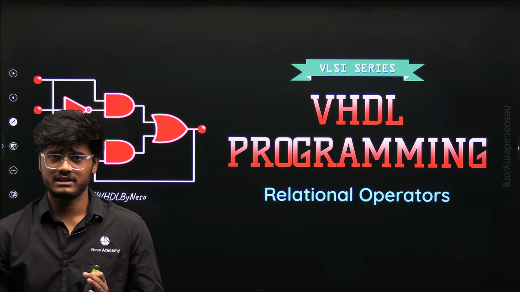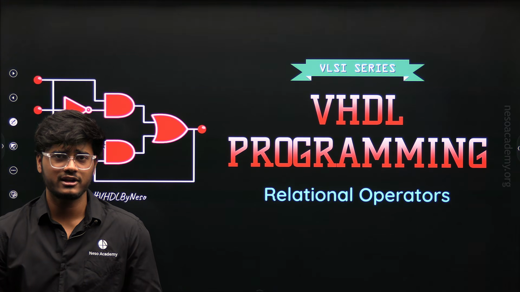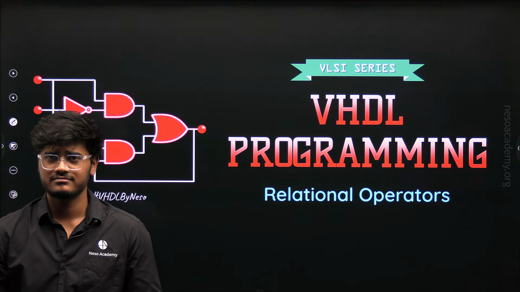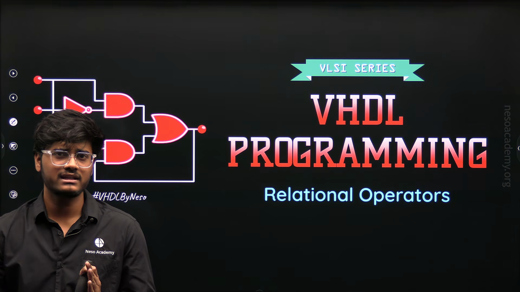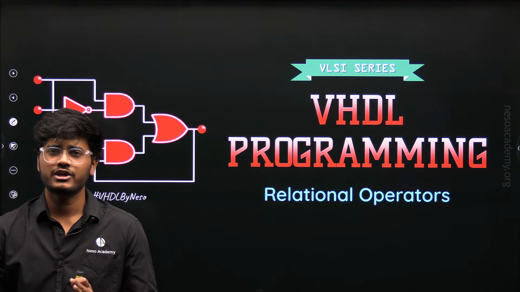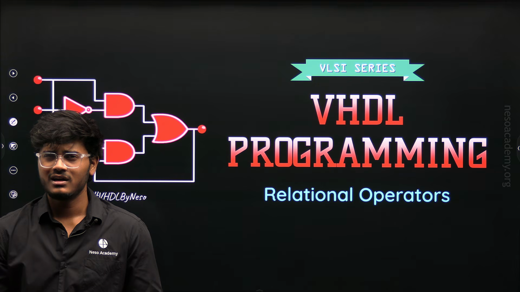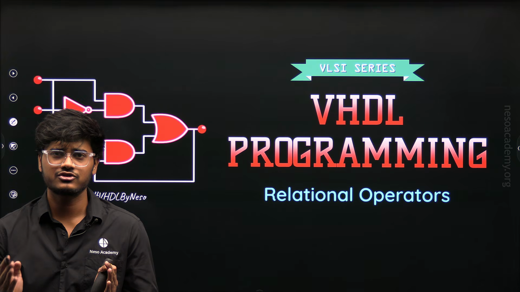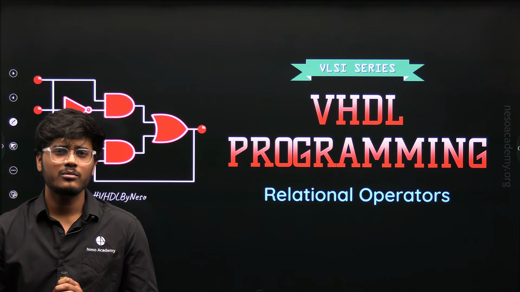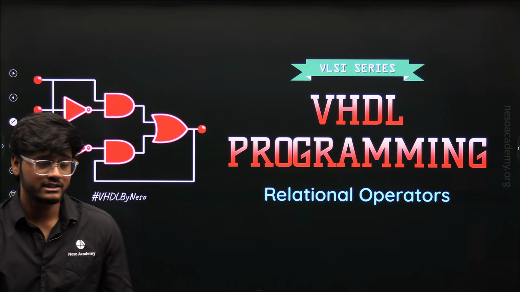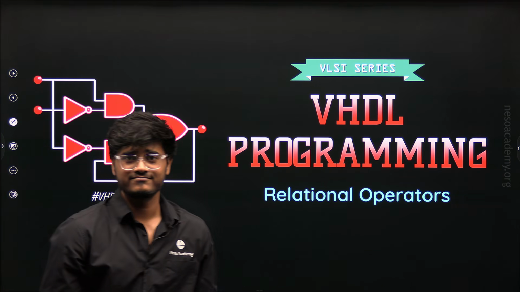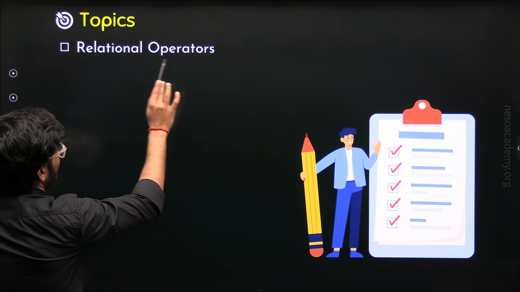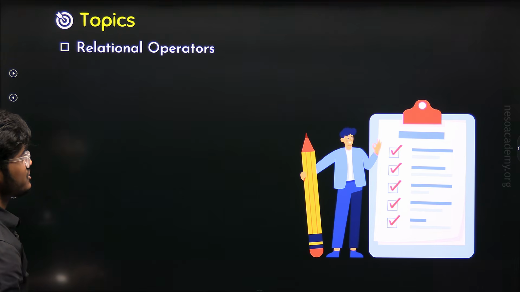Till now we have seen arithmetic operators that perform mathematical operations and logical operators that perform logical operations. But in digital design, comparison is also very important to check if two values are equal, whether one value is greater than another, or whether a condition is true or false. And to perform all these comparisons, VHDL provides relational operators. And in this lecture, we will understand what are relational operators. So, let's start the lecture.